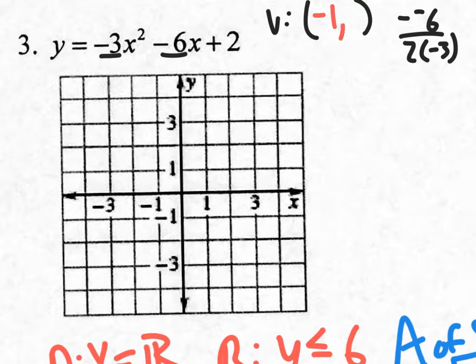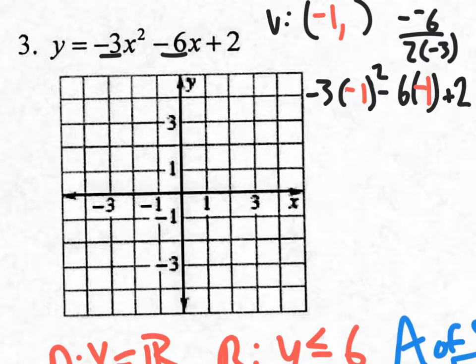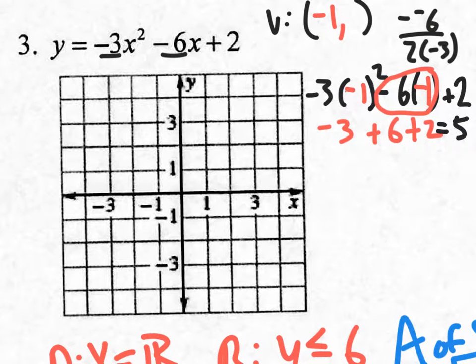So the vertex x value is -1, and when I plug it in, I'm going to rewrite this equation, but instead of x's, I'm going to put a -1 right there and a -1 right there. So there it is. When I start out doing -1 squared, I get a 1, and 1 times -3 is -3. When I think about the -6 times -1, that's a +6, and then plus 2. So when I think of -3 plus 6, that's 3, and then 3 plus 2, the final answer is 5. So my vertex is -1, 5.